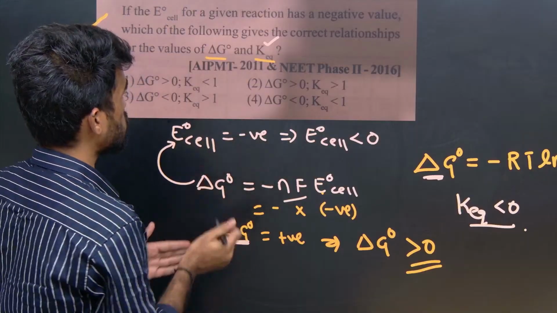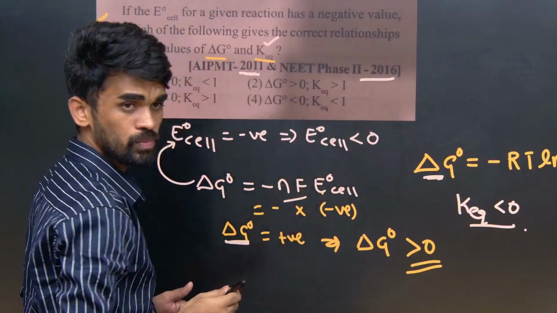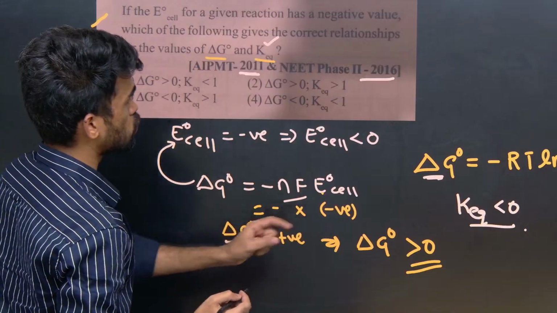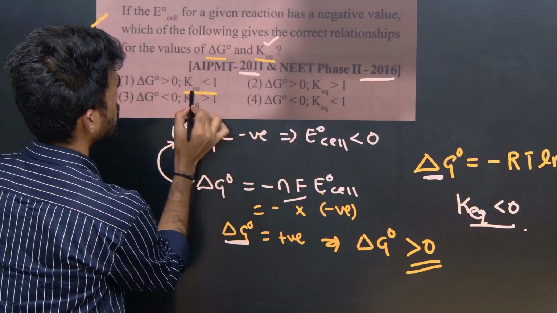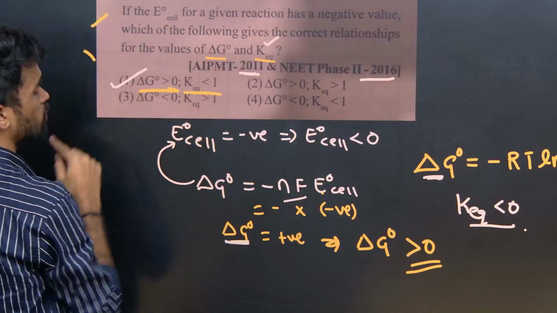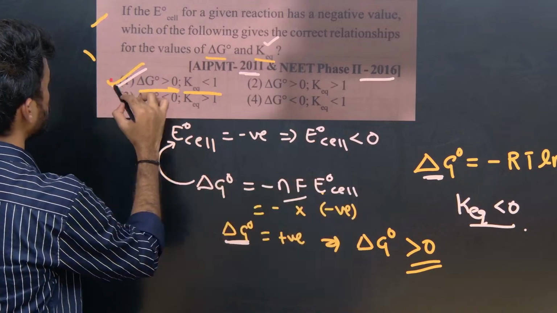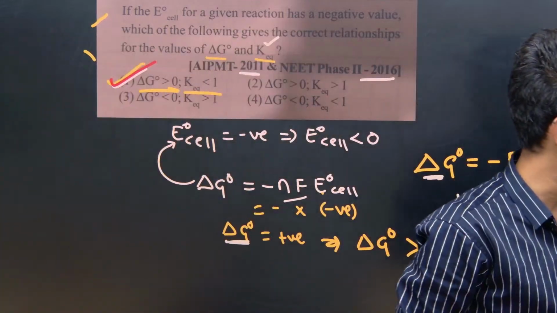See, the same question appeared two times, in 2011 and 2016. Okay, so now tell me which is the perfect answer for this. Delta G should be positive and K should be negative. So the first option will be the answer for this particular question, right? Hope it is clear. If it is clear, just tell me in the chat box.